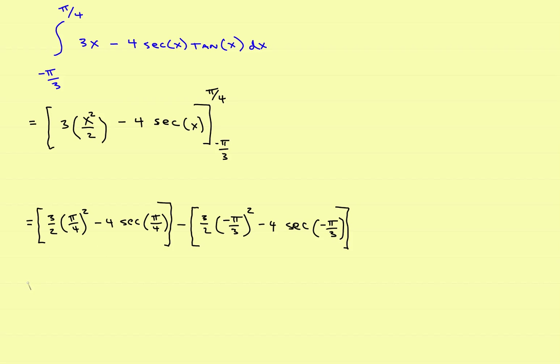Now, sometimes you get some kind of strange answers on these, and you just have to stay with what you've got. On this one, first of all, square the pi and square the 4, so that's going to give you 3 halves. This will become pi squared divided by 16 in parentheses. So square the pi and square the 4. Then minus 4, and let's find out what the secant of pi divided by 4 is.